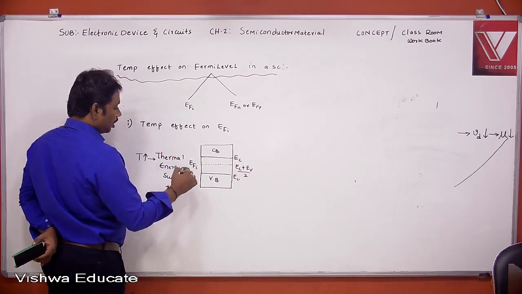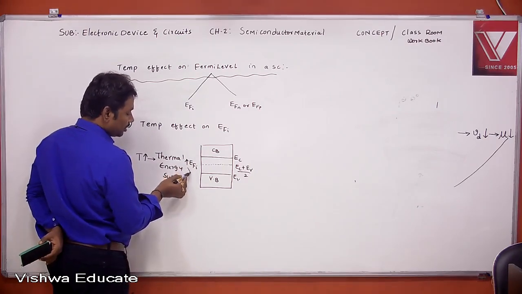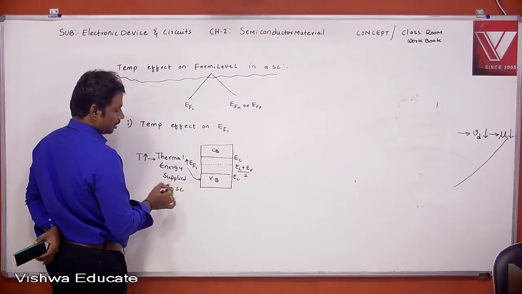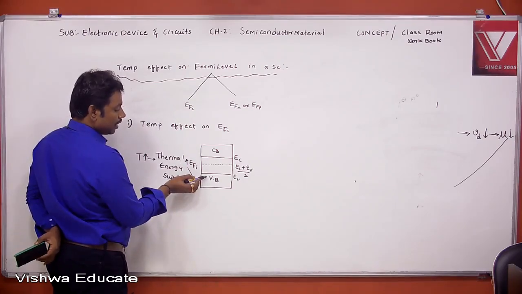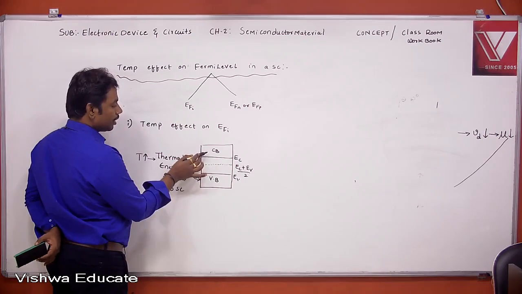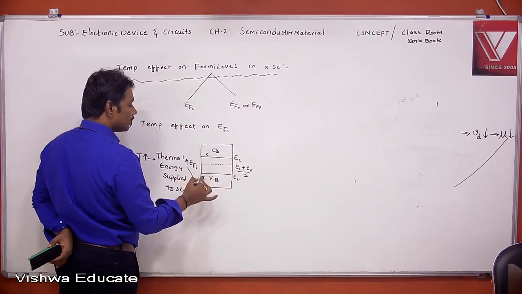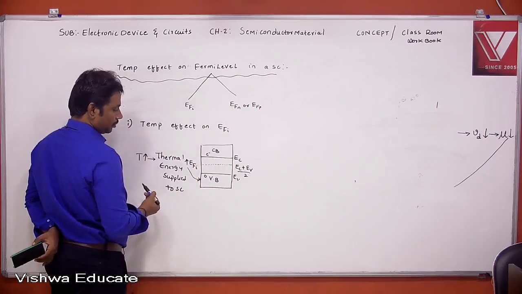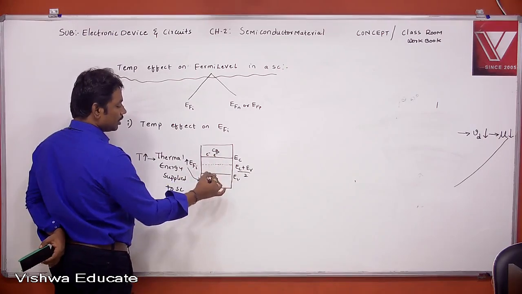Now, thermal energy supplied to a semiconductor is what? Increases. Now here, this thermal energy is acquired by the valence electrons. After acquiring sufficient thermal energy, these valence electrons can move from the valence band to the conduction band, and it can produce an electron and hole pair. That means it can produce an equal number of electrons as well as an equal number of holes.